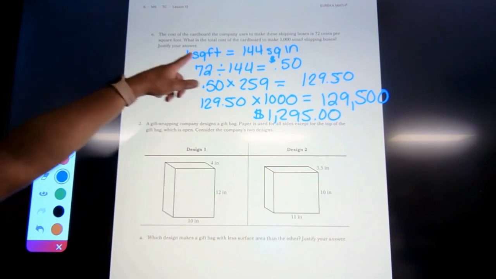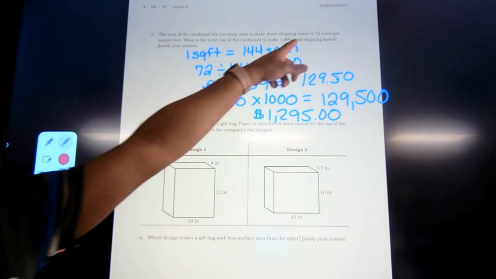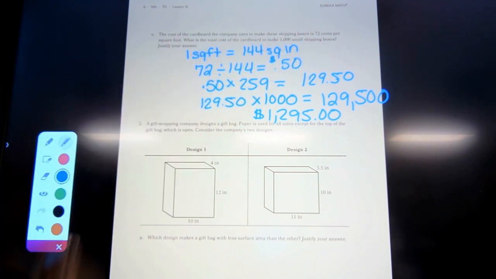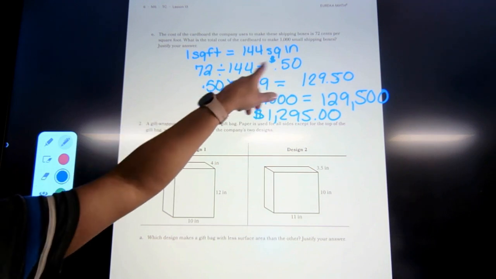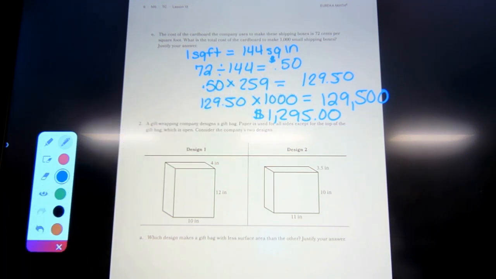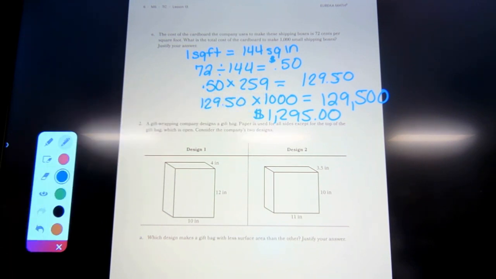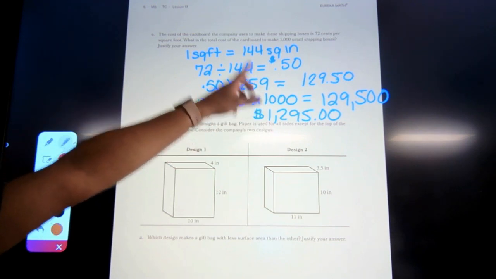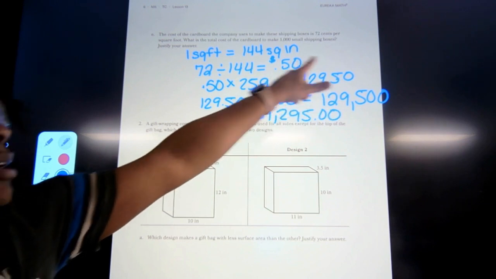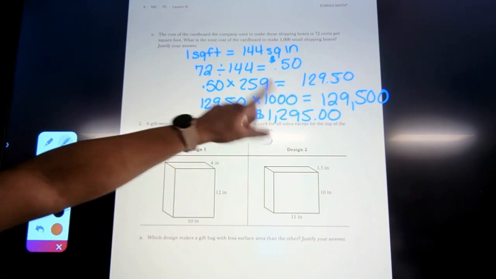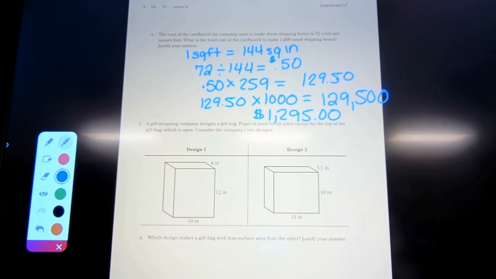Again, we know that 1 square foot is equal to 144 square inches. We know that the cost per square foot was 72 cents. We did 72 divided by 144, and we got that each of those was 0.5. And so then we multiplied that 0.5 times 259, and we got 129.50. And then we multiplied that by 1,000, which is the number of boxes there were, because this represented the amount of cents per box. So then we found out that for 1,000 boxes, it would cost $1,295 to make those boxes.